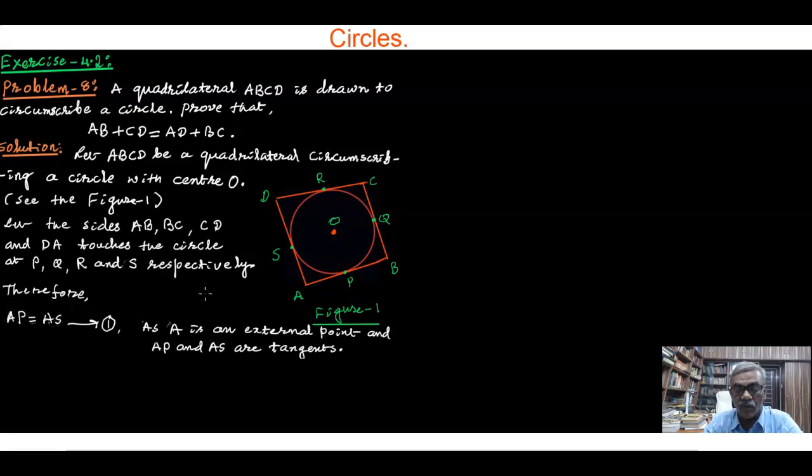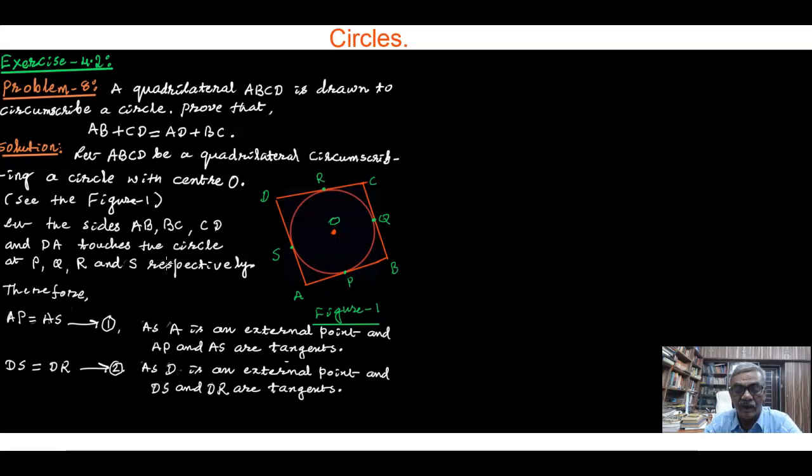Therefore, AP equals AS, as A is an external point, and AP and AS are tangents. So by the theorem, lengths of the tangents drawn from an external point are equal. By using that theorem, we have written AP equals AS as equation 1. And similarly, D is an external point, so DS equals DR, equation 2, as DS and DR are tangents.